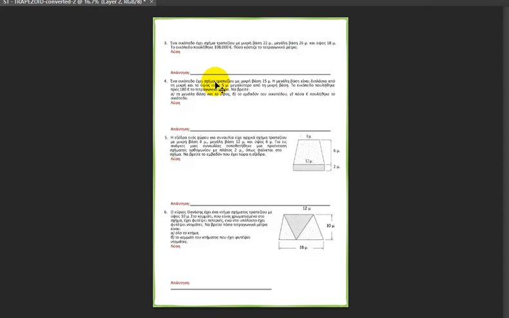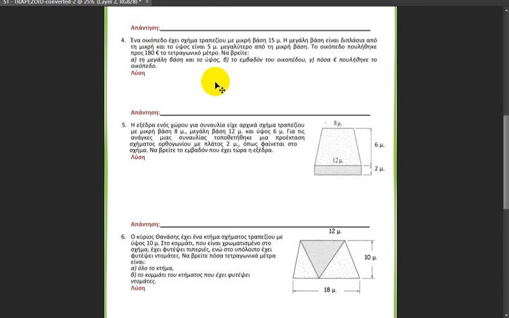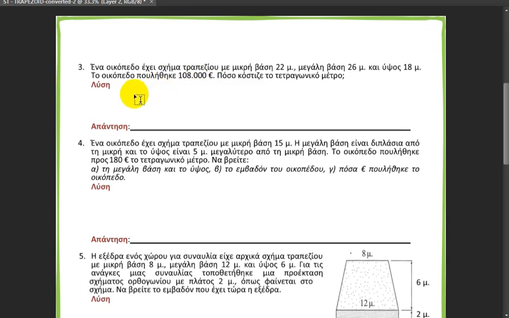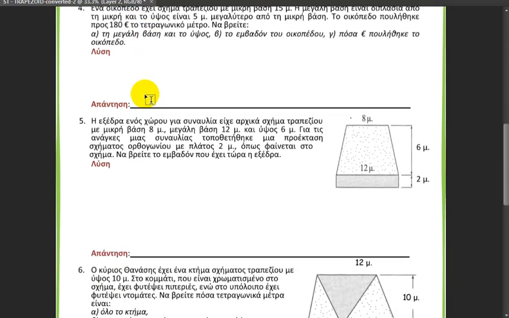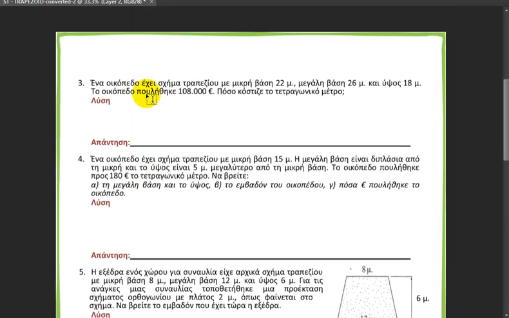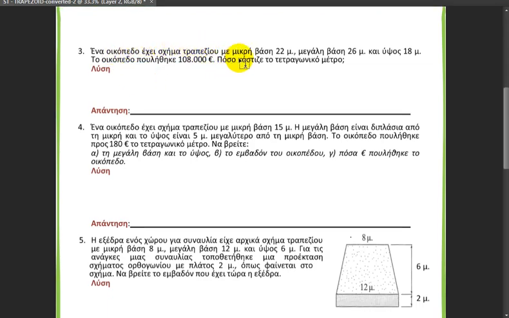Let's move on to the last one. And this is the last part of this worksheet. So let's get going here. We have a trapezoid with a small side of 22, big side of 26, a height of 18, and it was sold for this much. And we want to find out how much each square meter costs. So we need to find the area and divide the total price by the area. So let's do that.